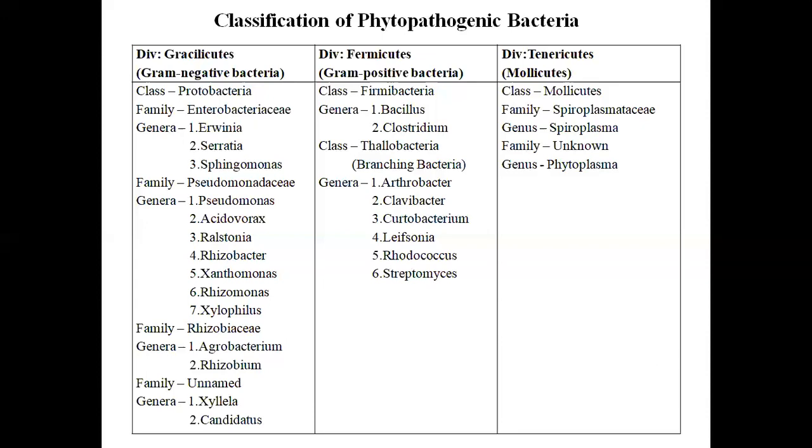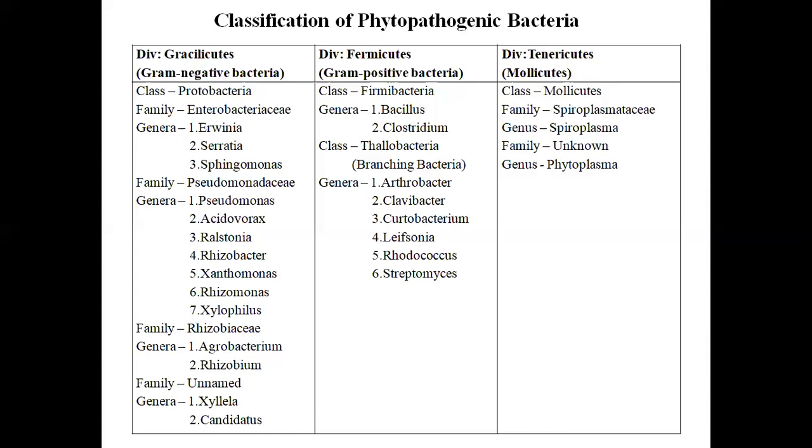Third division is Tenericutes, that is Mollicutes. Class Mollicutes, family Spiroplasmataceae, genus Spiroplasma; the second family is unknown, and the genus is Phytoplasma. Phytoplasmas are also known as MLOs, mycoplasma-like organisms, which come under the Mollicutes and cause typical diseases in the plant, like little leaf of brinjal and grassy shoot of sugarcane. So these are some of the diseases caused by Phytoplasma.